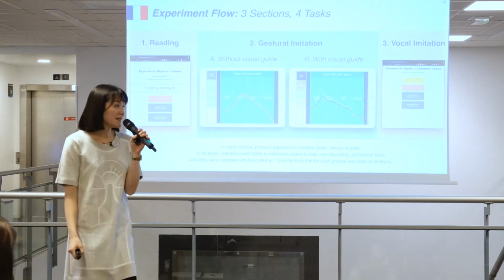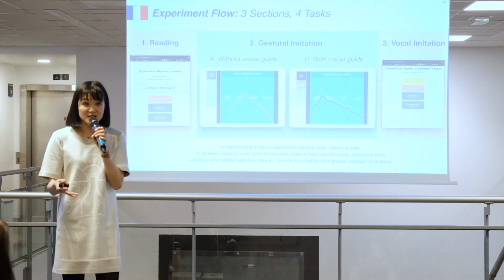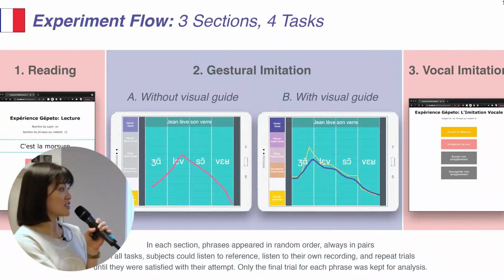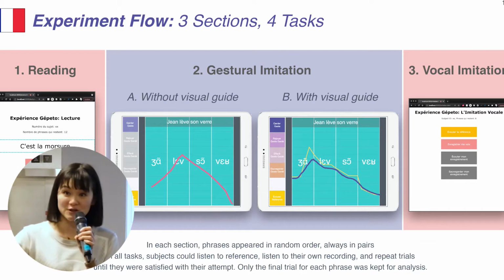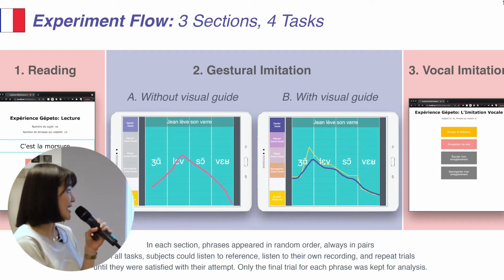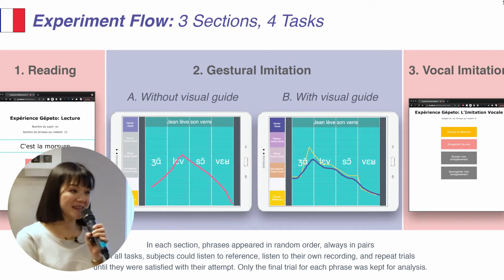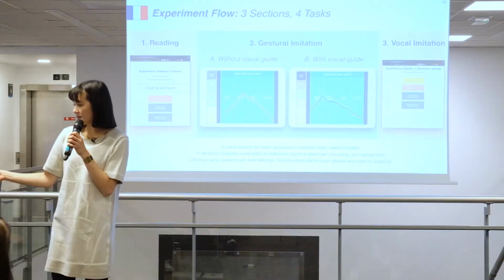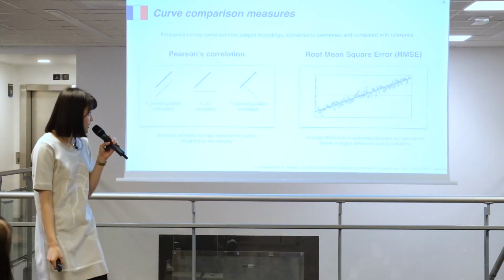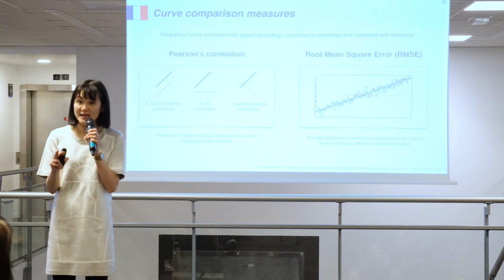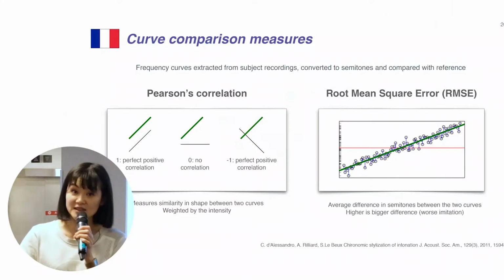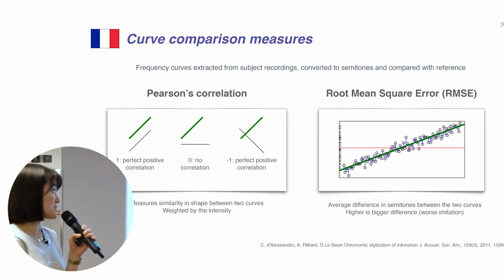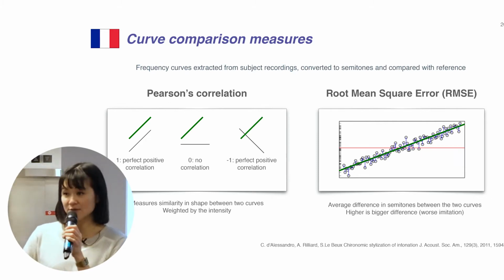So during the experiment, they first read each phrase just to see how they would normally pronounce the phrase. And then they had the gestural part where they made the gesture to pronounce the phrase, first without and then with the visual guide. And finally, they used their own voices to imitate a reference recording. And in terms of evaluation, for this particular experiment, we used 2 ways to compare the productions that the subjects made with the reference production, and we gave the subjects' production scores. And we put those into statistical models.